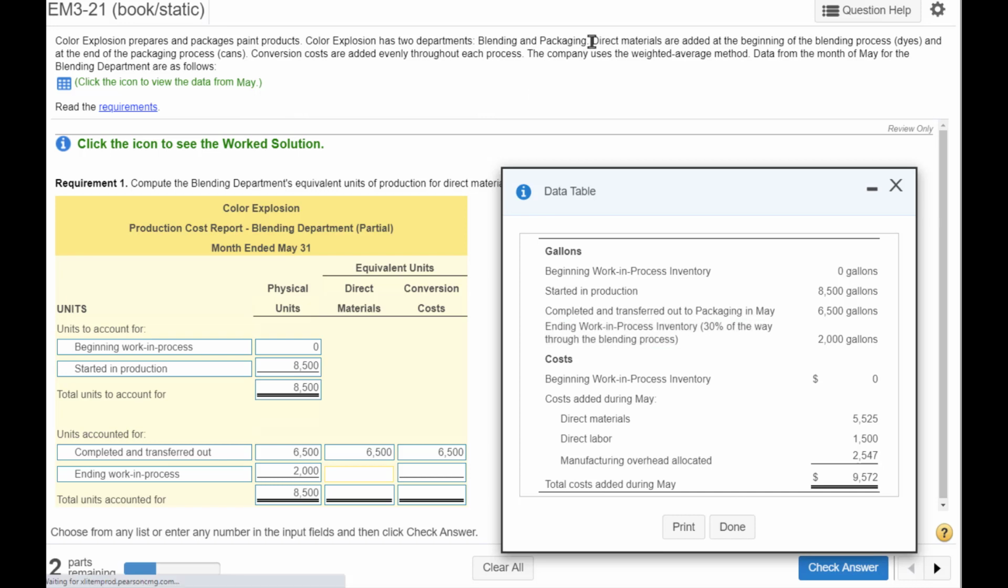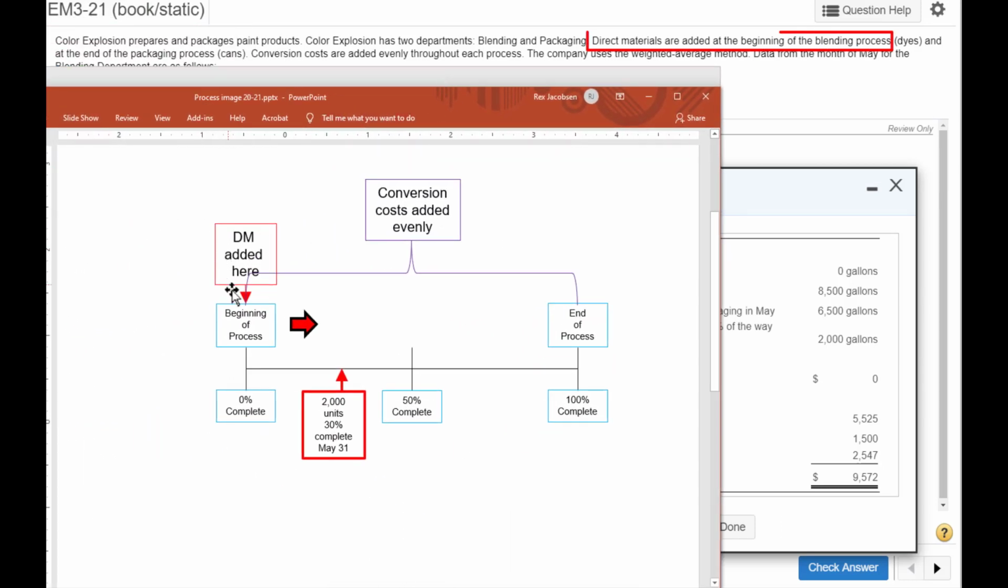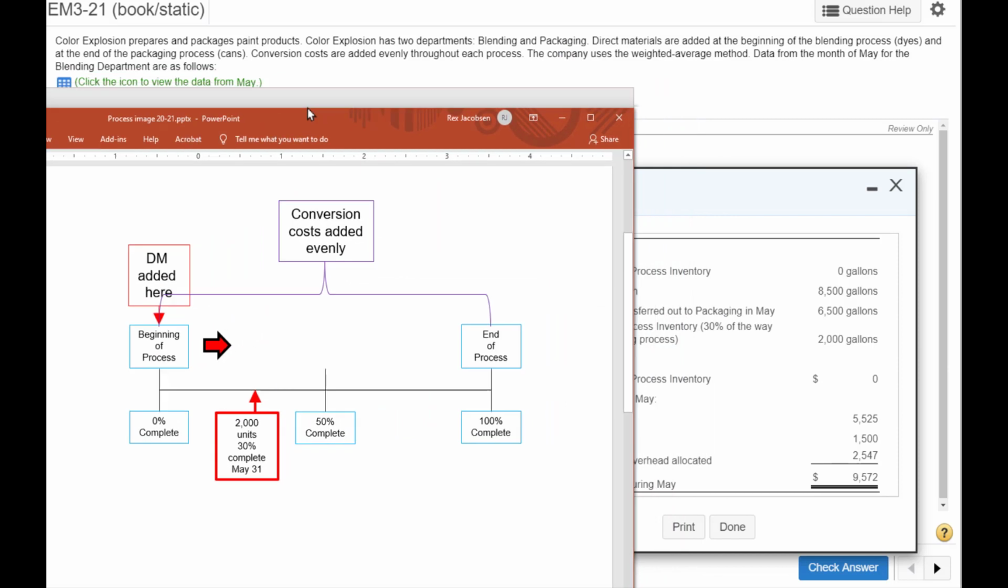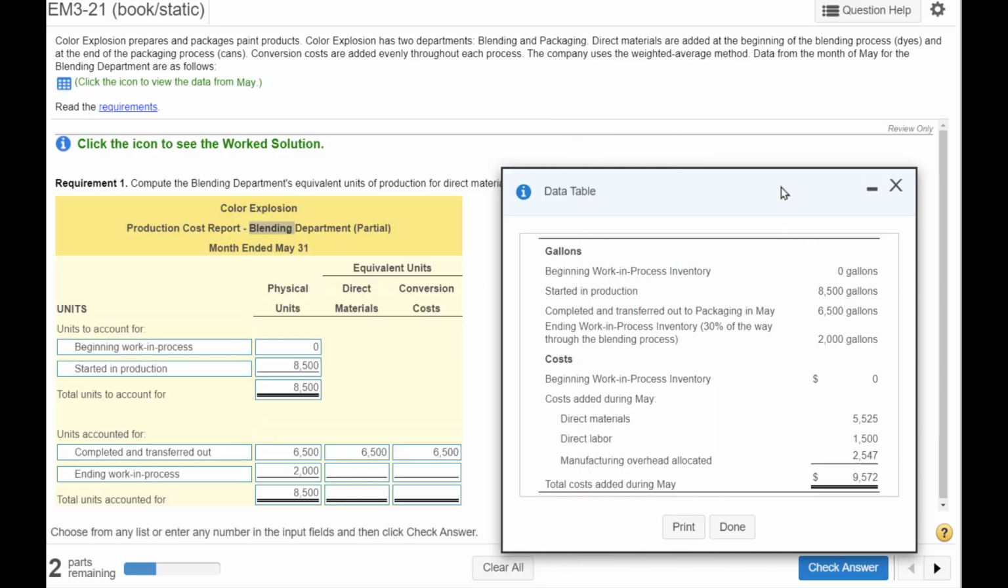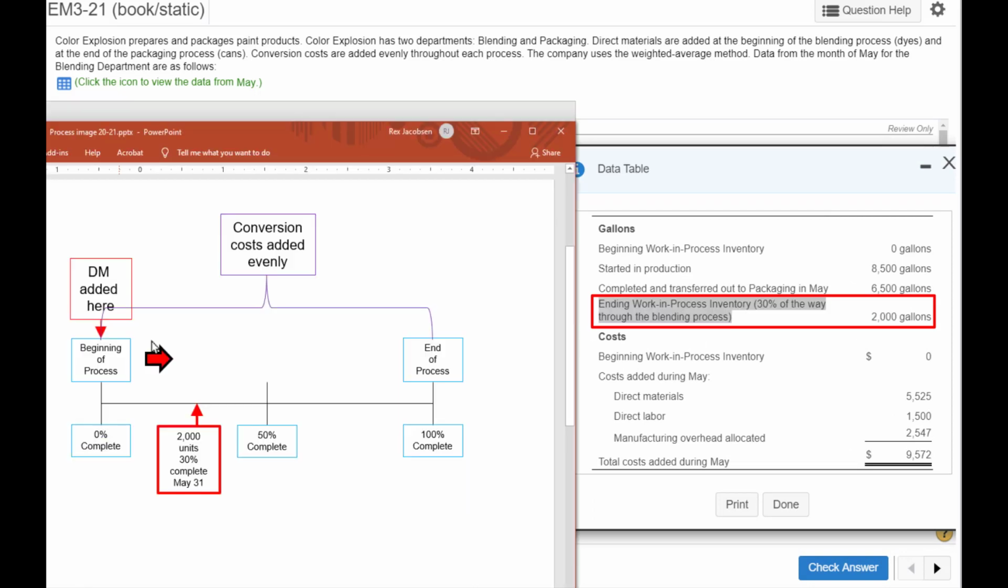And for this process, direct materials are added at the beginning of the blending process. So remember, we're doing the blending process. So here's a slide that I've modified for this problem. Here's the process, here's the beginning, here's the end. Direct materials are added at the beginning, and these 2,000 units, which I get from right here in the ending work in process, are the ones that are unfinished. Those are 30% of the way through according to this.